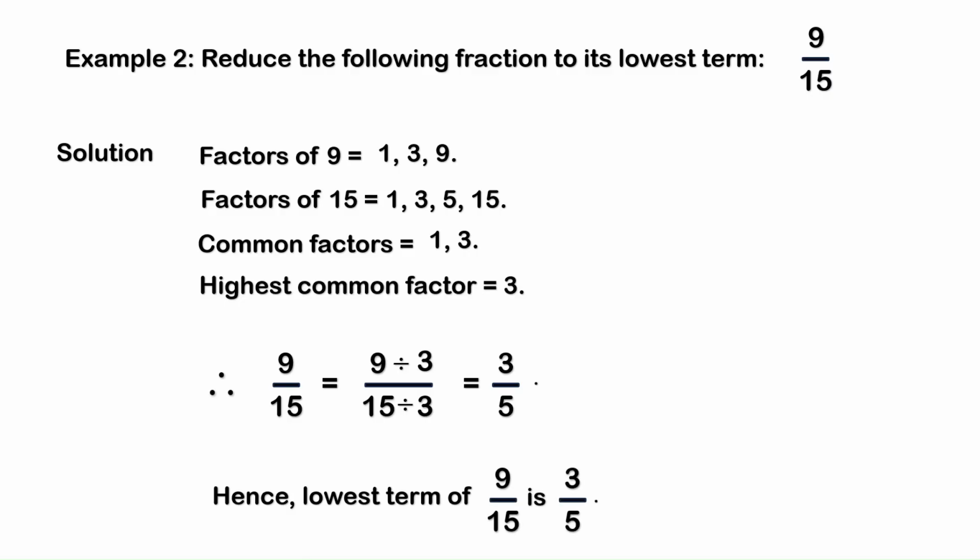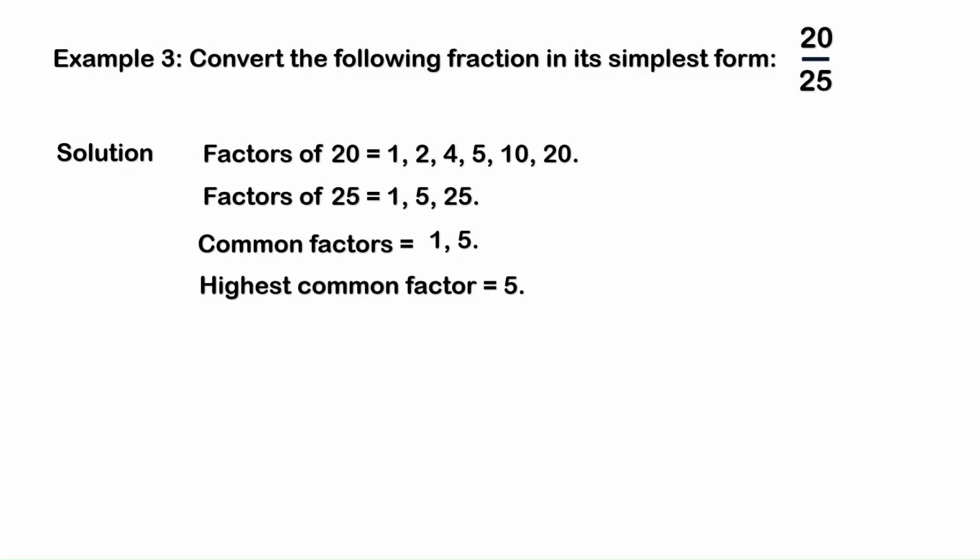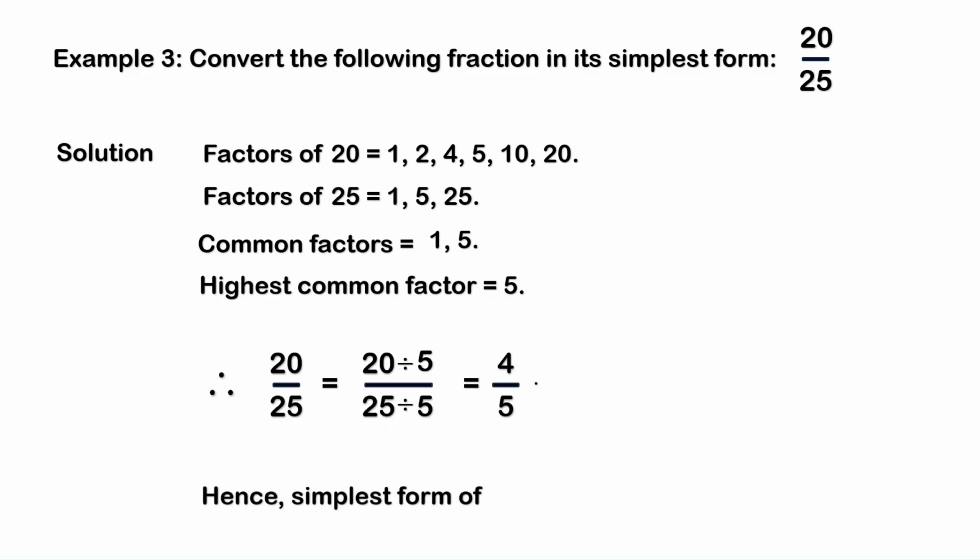This is the third and the last example. Convert the fraction 20 upon 25 to its simplest form. Factors of 20 are 1, 2, 4, 5, 10 and 20. Factors of 25 are 1, 5 and 25. Common factors are 1 and 5. Highest common factor is 5. Dividing the numerator and denominator by 5, we get 4 upon 5. The simplest form of 20 upon 25 is 4 upon 5.